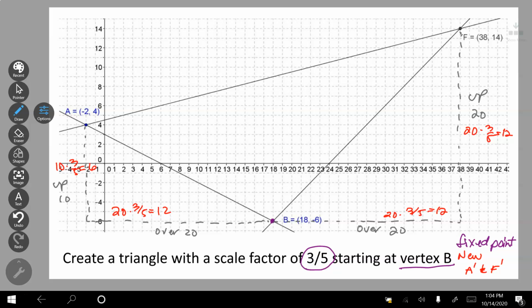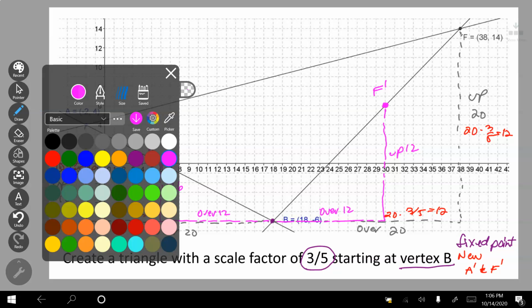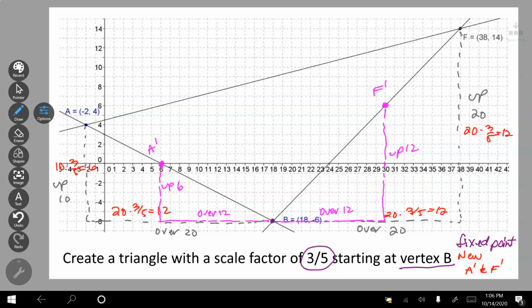And I'm going to count my new squares from point B. So you can see I plotted my new A prime by starting at B and going over 12 and up 6 for my calculations. And my F prime was over 12 and up 12. And I should be able to connect these. I'll pick a nice color. Pick orange. I'm going to connect everything.